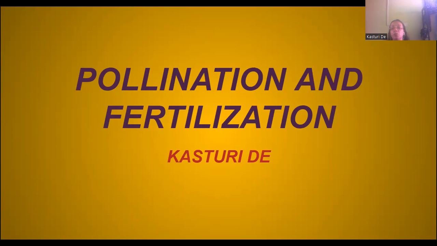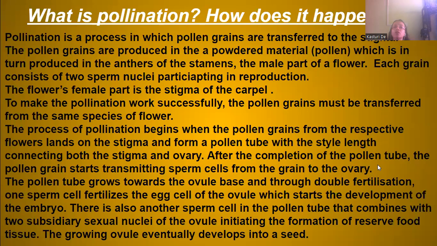Let us start with the discussion. So first is pollination and fertilization. So what is pollination and fertilization? Now what is pollination? Pollination is a process in which pollen grains are transferred to the stigma.